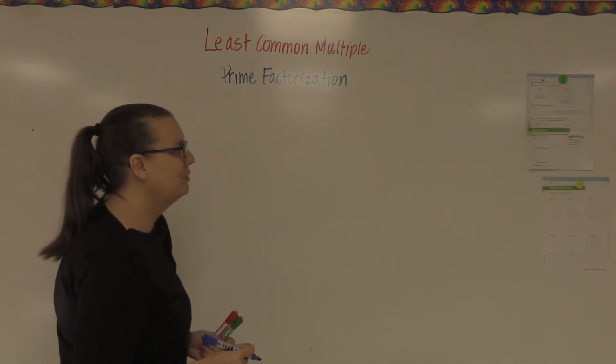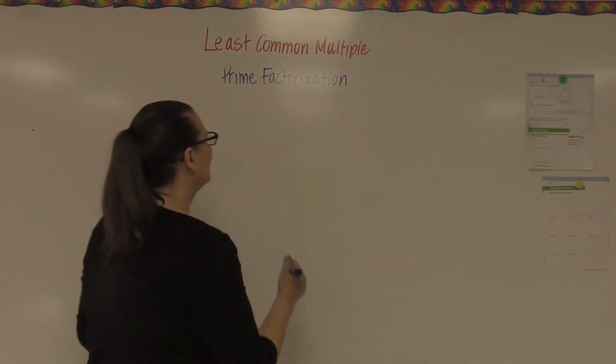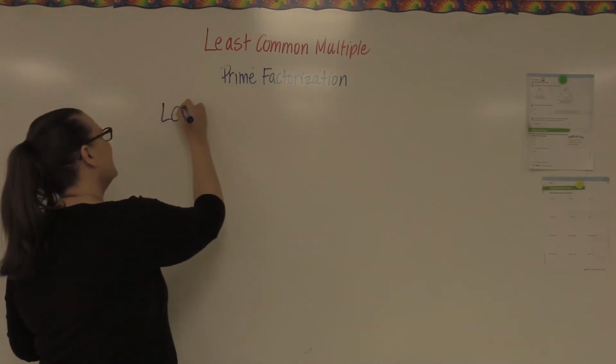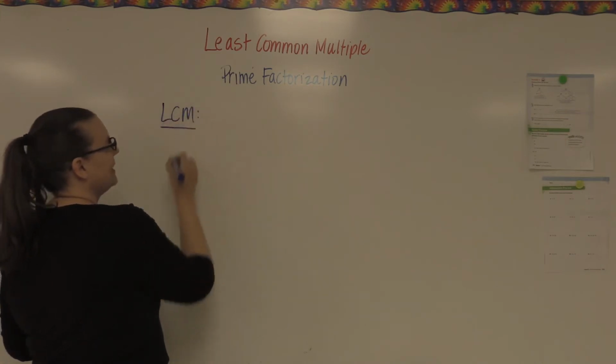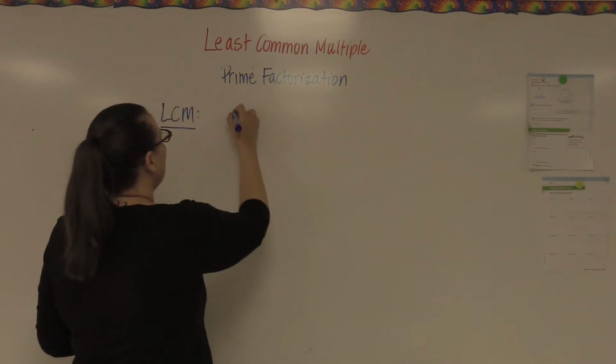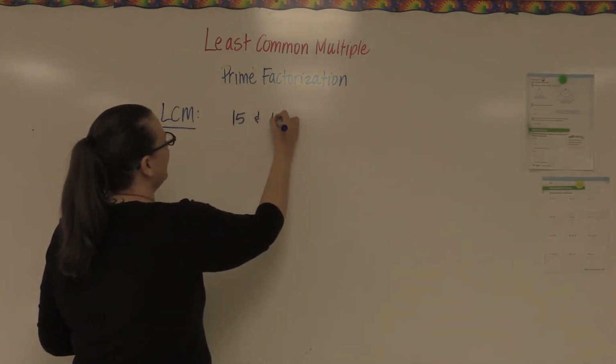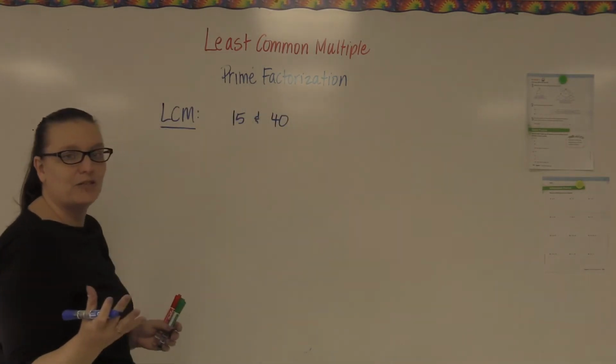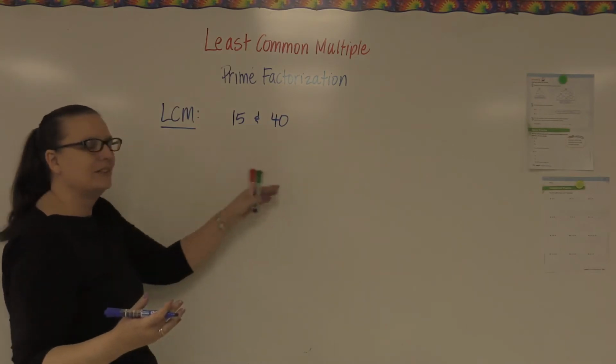So we're going to take two numbers and find their least common multiple. Again, we're still working with least common multiple, and I'm going to abbreviate it there. We're going to find the least common multiple of 15 and 40. Now we could do it like we did in the first problem. We could write down lists of multiples.